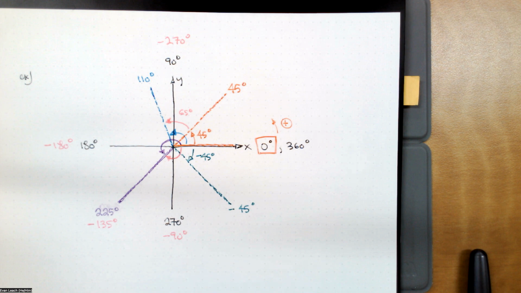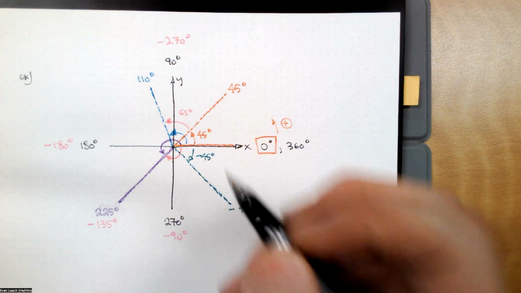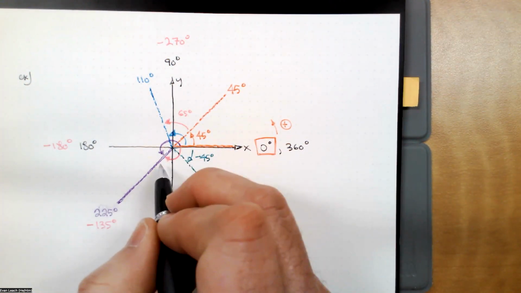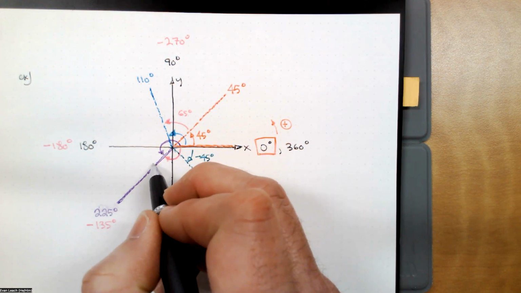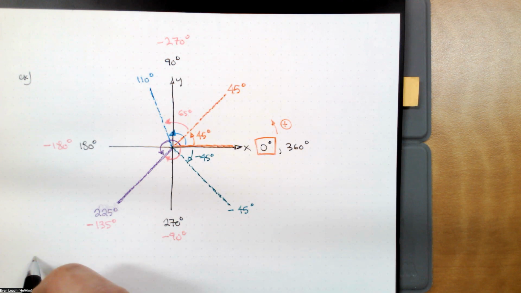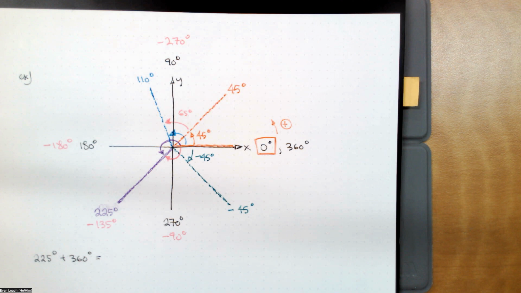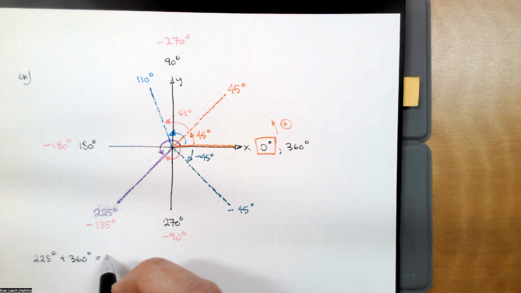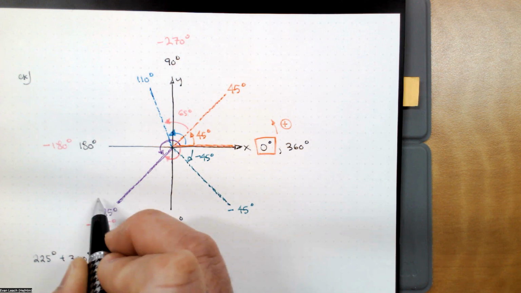Bad news, we have multiple names for all these locations. How many names do we have for each of these locations? Infinitely many, because we could just go around the circle a bunch of times. Here I went around and did 225 degrees in the positive direction. But what if we miss the off ramp and have to go all the way around again? So we did 225, and then another full circle. How much is that? 225 and 360, 585. So we could also say that this angle is at 585 degrees.